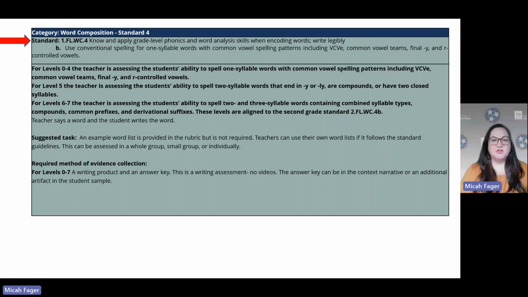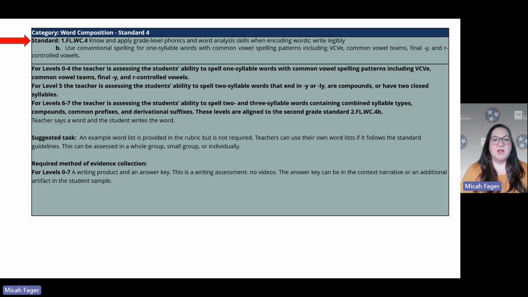This is the portfolio rubric guidance for first grade standard 1 FLWC4. Students know and apply grade level phonics and word analysis skills when encoding words. Students are also able to write legibly. The assessments for this standard are focused on B.